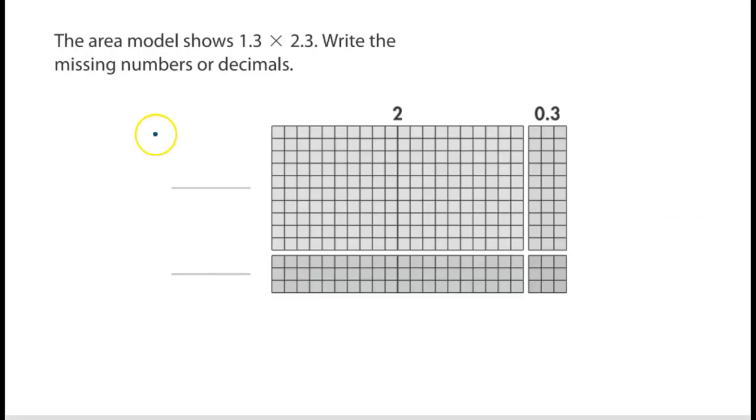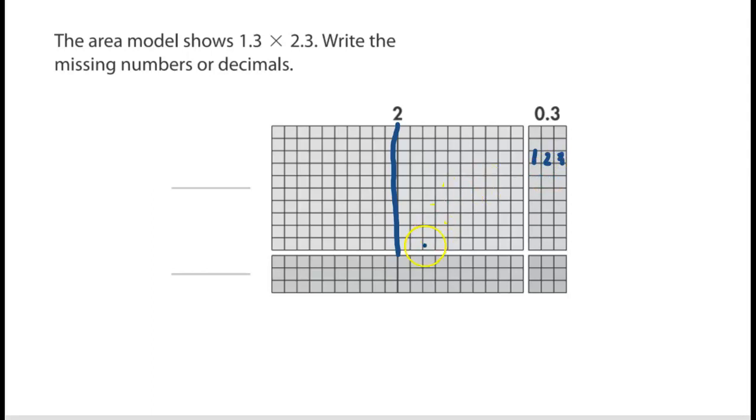Okay, so just as a quick review of what the area model looks like, let's look at this one. The area model shows us 1 and 3/10 times 2 and 3/10. Write the missing numbers or decimals. Well, it already has 2 and 3/10 labeled for us. We've got our 2 wholes, and just to make it clearer, here's our divide between our 2 flats, or our 2 wholes. And then we've got 3/10 here. We've got 1, 2, and 3. So we've got a total of 3/10.